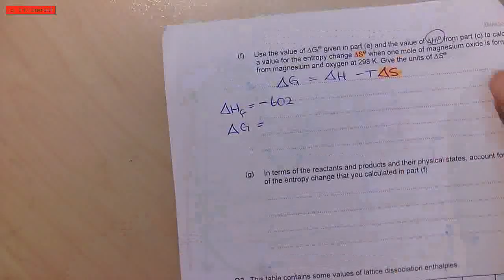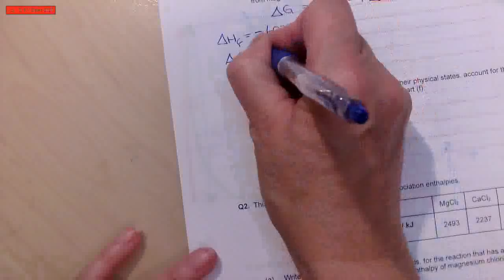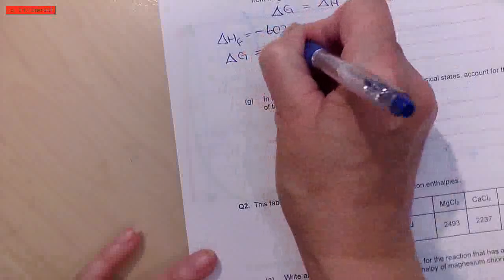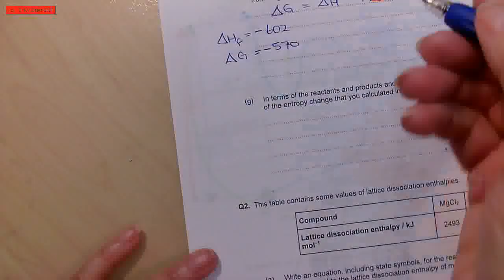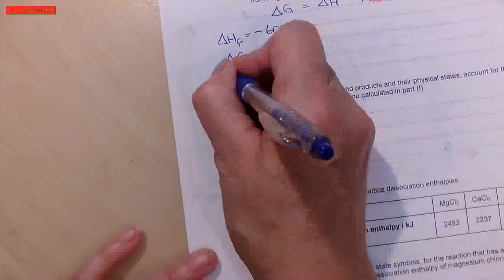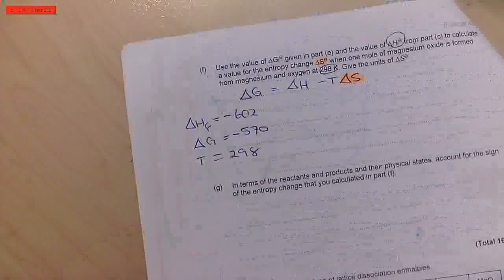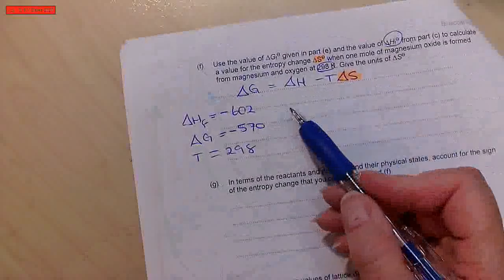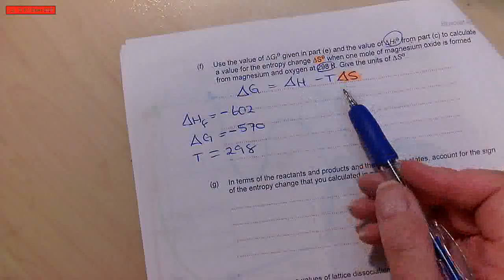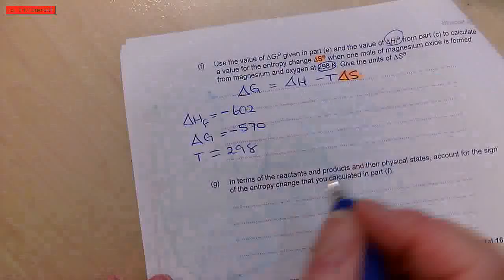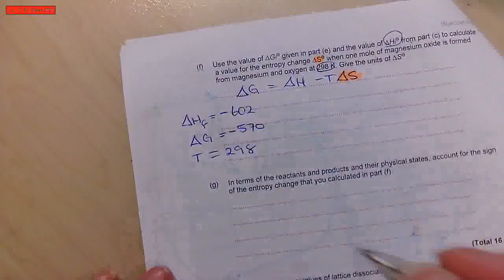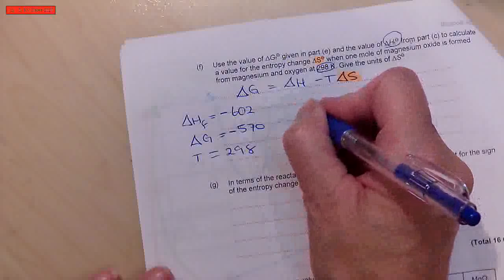Minus 570. Okay. It's a bit naughty this, because it's making you turn the page. Minus 570 kilojoules, they're all kilojoules. And the temperature it's given us at 298, so T equals 298. So we've got everything that we need to be able to calculate delta S.